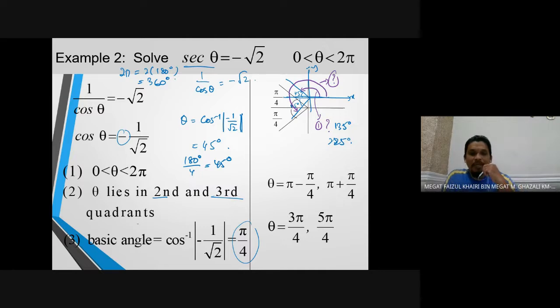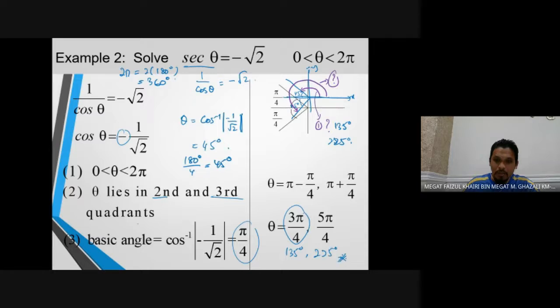Okay, 3 pi over 4. What is the value of 3 pi over 4? Pi is 180. So 3 times 180 divided by 4 is 135. This is 135 degrees. Okay, and then 5 times 180 divided by 4 is 225. Okay. Is that fine?